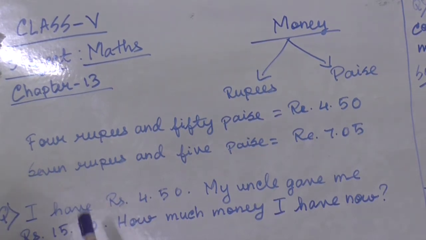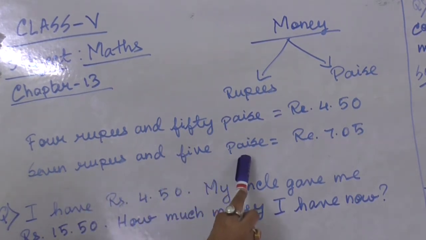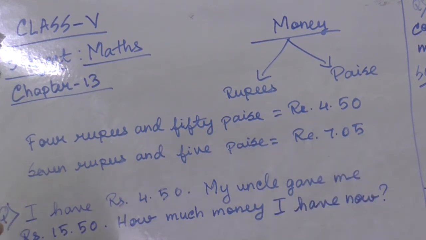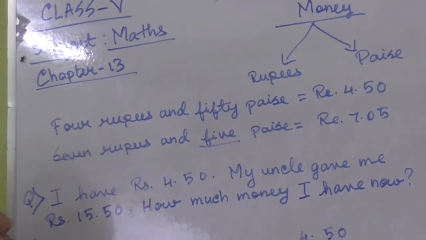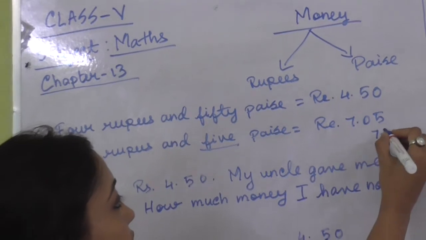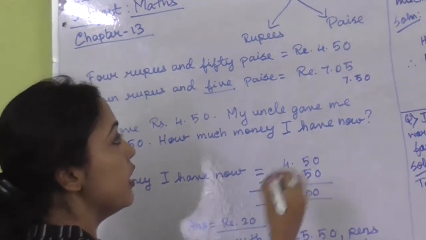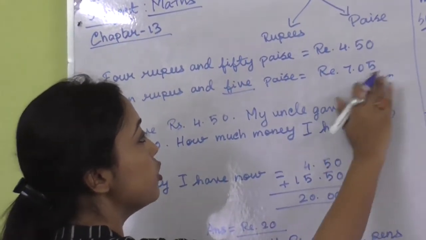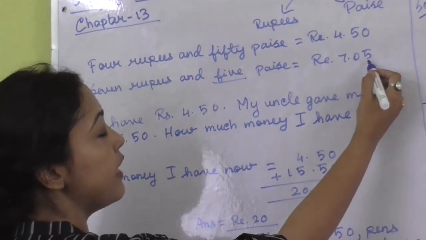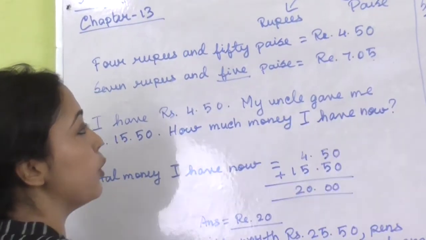Next, if I say 7 rupees and 5 paisa, how will you write it in numerical form? You will write 7.05. See here 5 paisa is given, so you have to write it as 7.05. You just can't write it as 7.50. It will be wrong. So you have to write it this way, 7.05. Before 5 you have to place a 0.